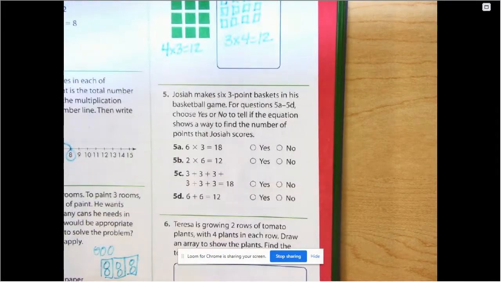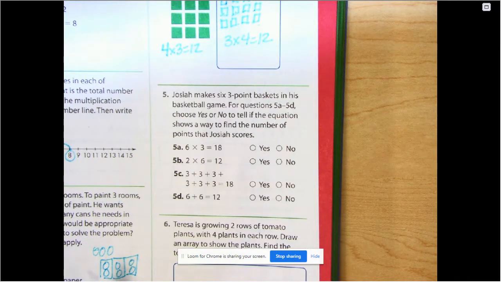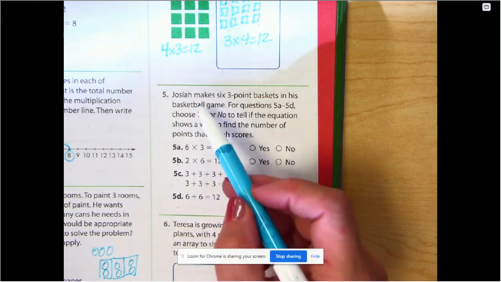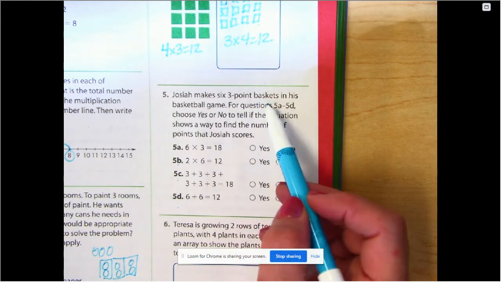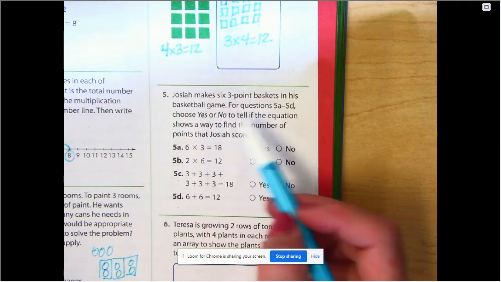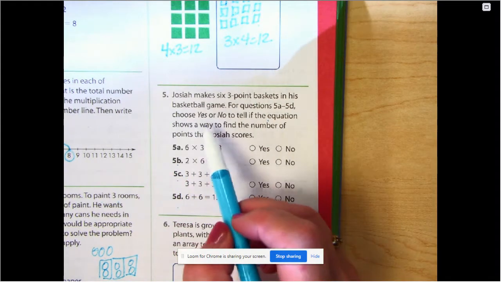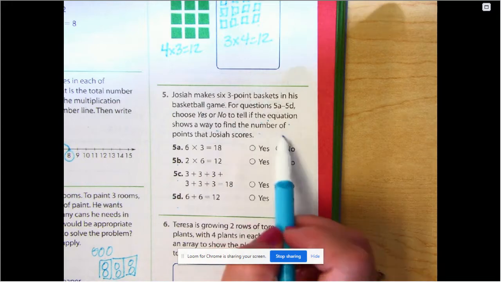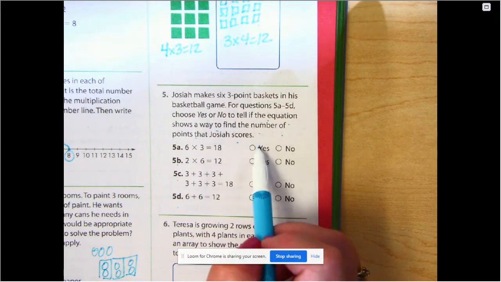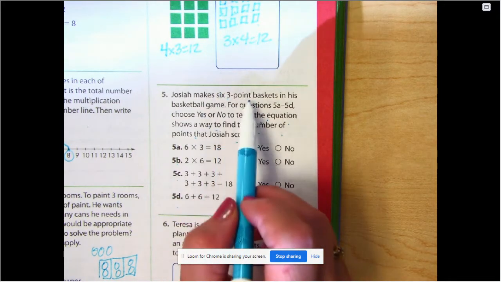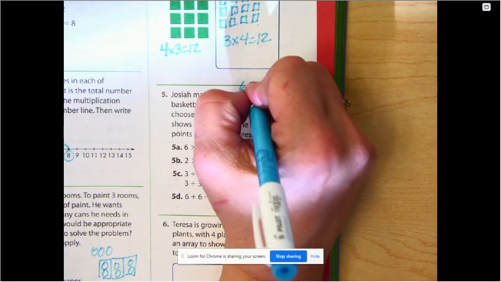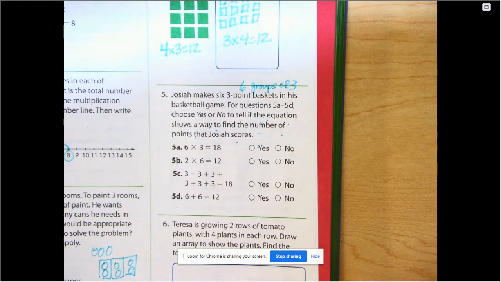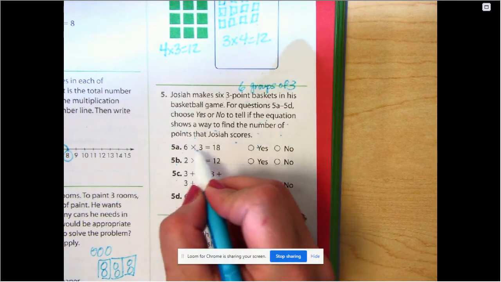Okay, pause if you need to. Number 5. So number 5 has these 4 answers that we have to go through. It says Josiah makes 6 3-point baskets in his basketball game. For questions 5A through 5D, choose yes or no to tell if the equation shows a way to find the number of points that Josiah scores. He scores 6 groups of 3. 6 groups of 3. Okay, 6 groups of 3.